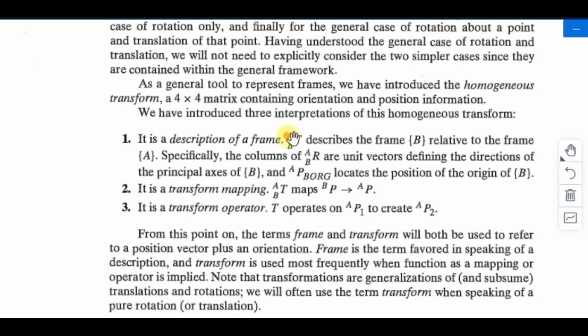My screen is blurred. But it is full screen. Okay.